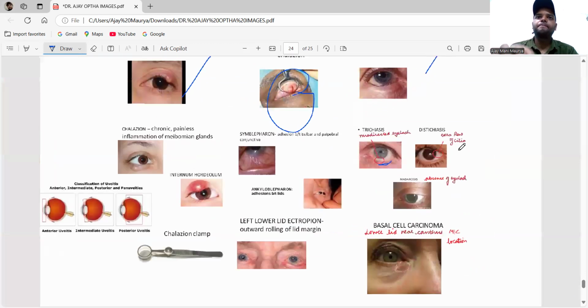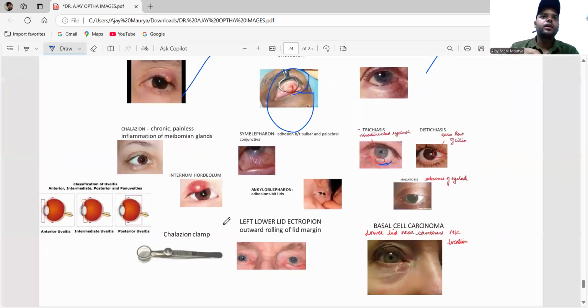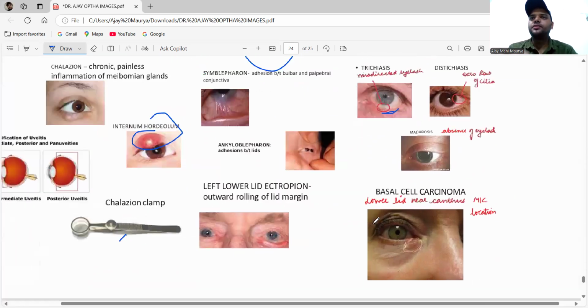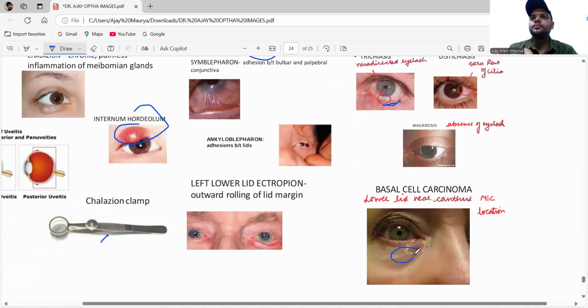Next one is the chalazion clamp. This is the internal hordeolum. Ectropion done. Basal cell carcinoma: this one. Most common location is the lower lid, near the canthus.